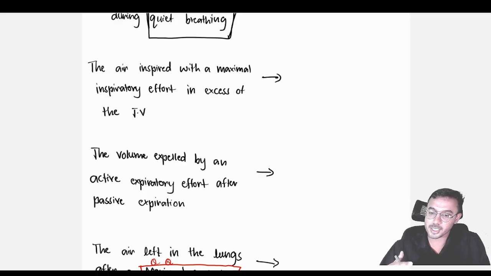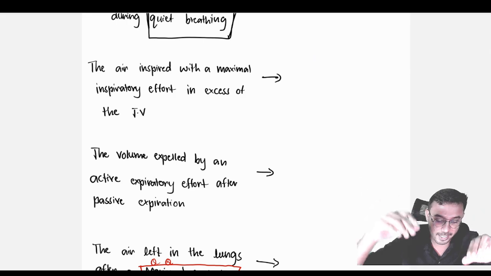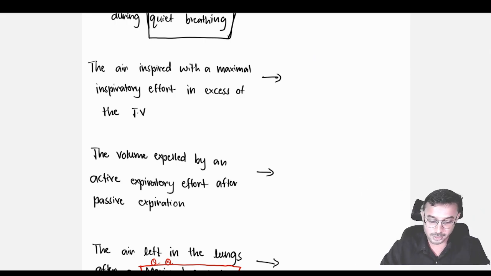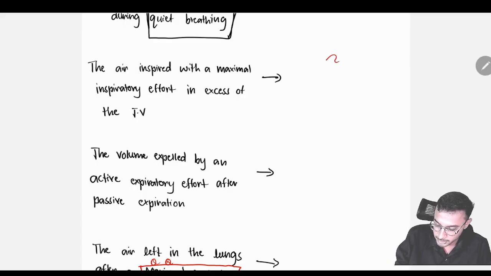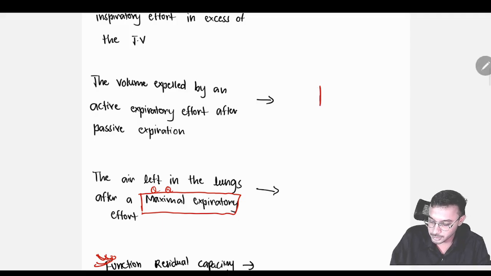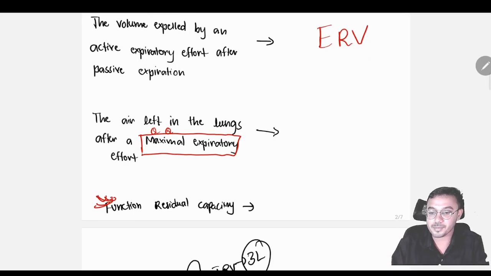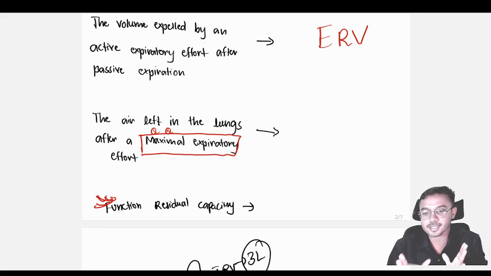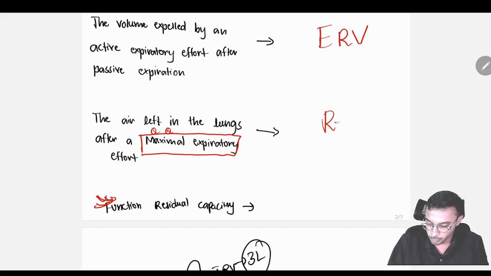So that is called, after putting some extra effort, the amount of air that I can accumulate in my lungs, known as inspiratory reserve volume. And some amount of air I can expel after a passive expiration, that is known as expiratory reserve volume. And after putting in my maximum effort, some amount of air will still remain in the lung itself, that is known as residual volume, right?